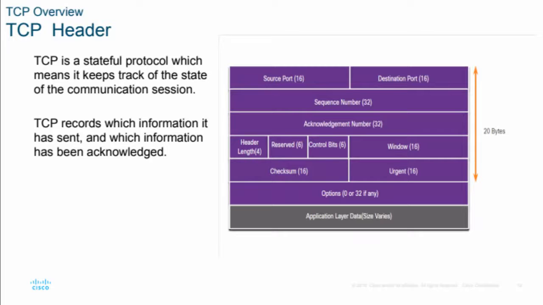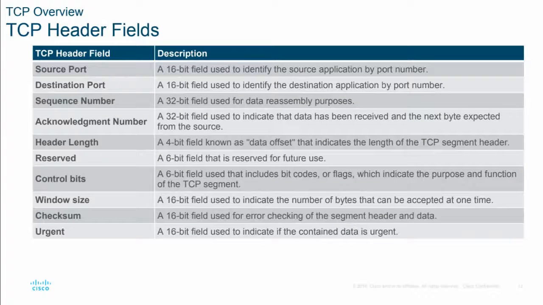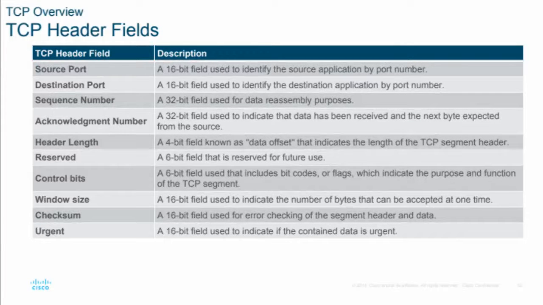Look at the TCP header. It has source port, destination port, sequence number, acknowledgement number, header length, reserved, control bits, window, and urgent. And the size of this is 20 bytes. These are the TCP headers. We have talked about some of them already, so please spend 1-2 minutes looking at them.